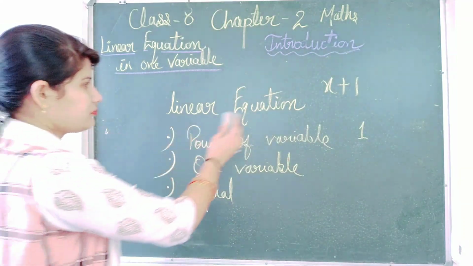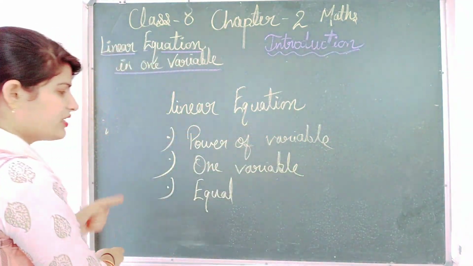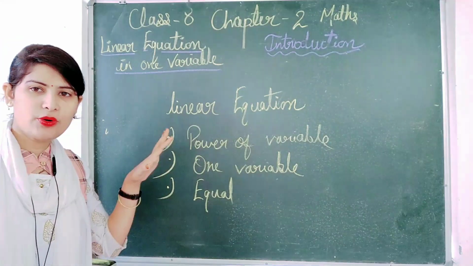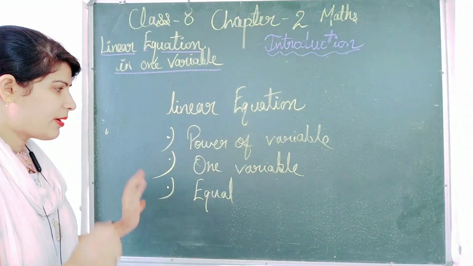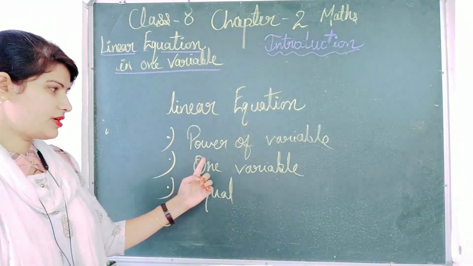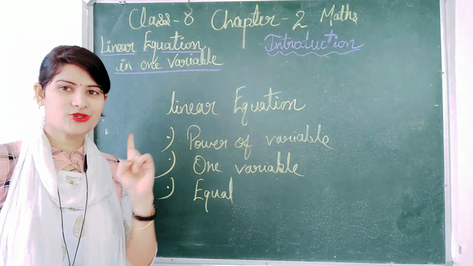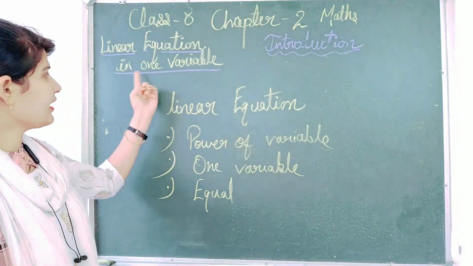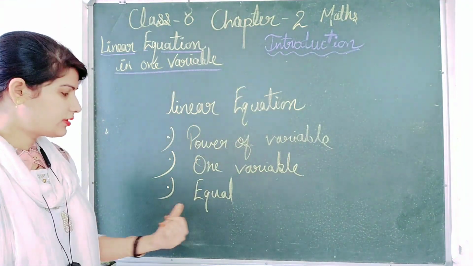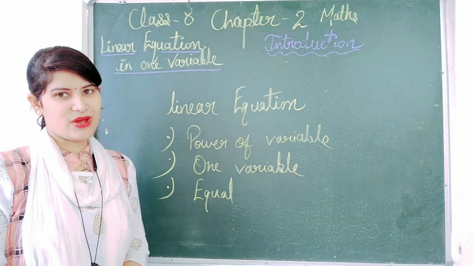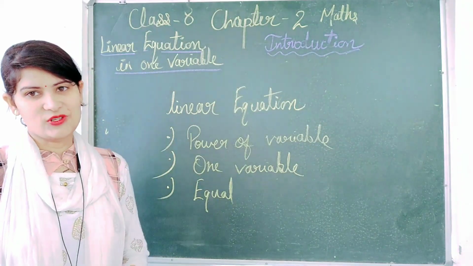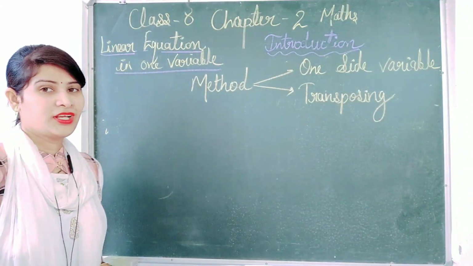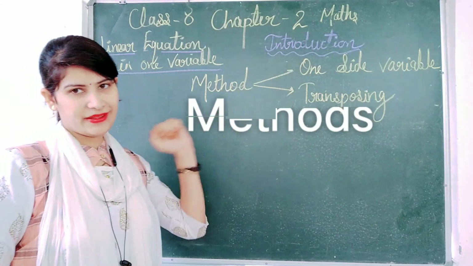So here, please note down these 3 points. These 3 points are very important, and remember these 3 points. First, the power of the variable should be 1. Second, one variable. We are working in one variable. And third one is the equal sign. You have to see the equal sign also.